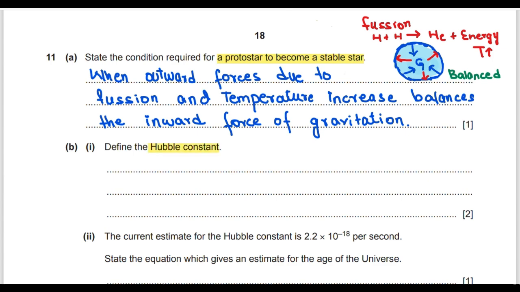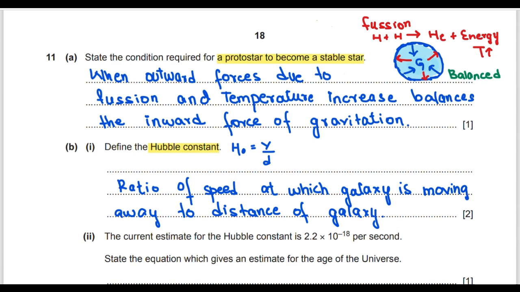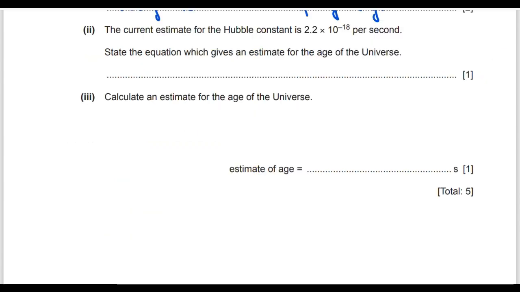B part says define Hubble constant. It is the ratio of the speed at which a galaxy is moving away to the distance of the galaxy. Second question says the current estimate for the Hubble constant is 2.2 into 10 raised to power negative 18 per second. State the equation which gives an estimate for the age of the universe. So the age of the universe can be calculated by taking the inverse of the Hubble constant. So it is 1 over H naught, which is the Hubble constant, or you can say it's d over v.